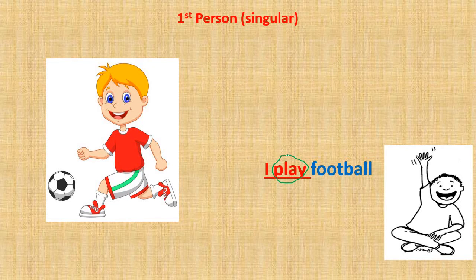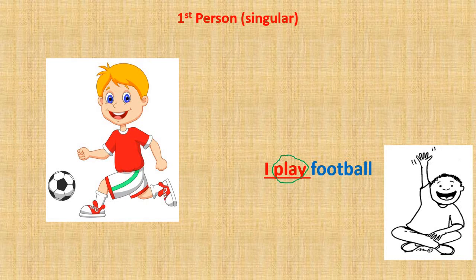My dear students, take a pen and paper and write down the sentence as it is. I play football. Then underline I play and then make a circle around the action verb play.